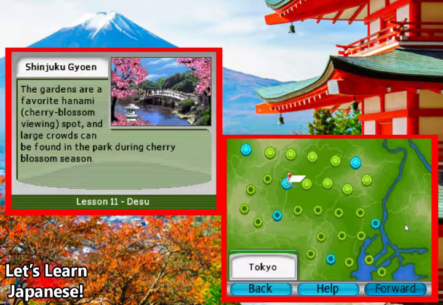I have not been to Japan during cherry blossom season. When I went, it was slightly before, which meant that airplane tickets were cheaper.